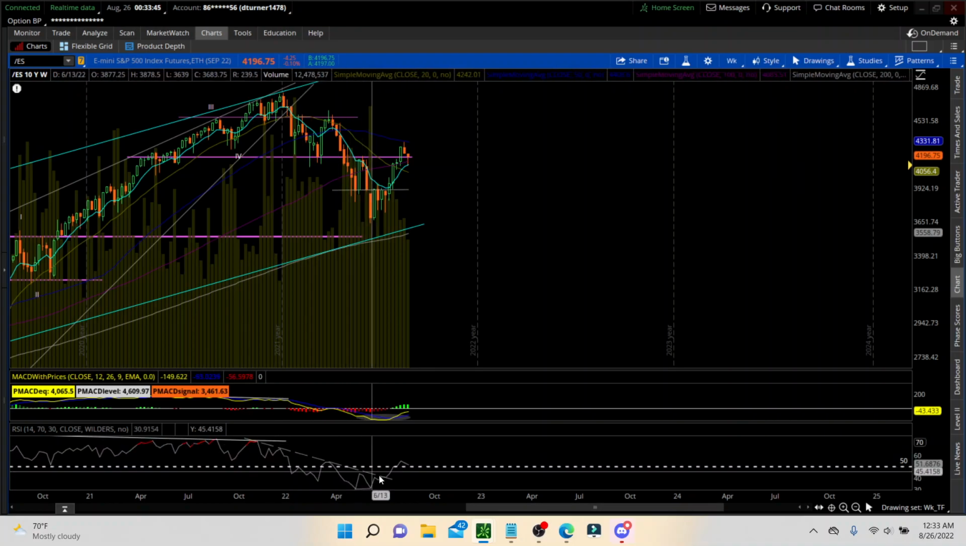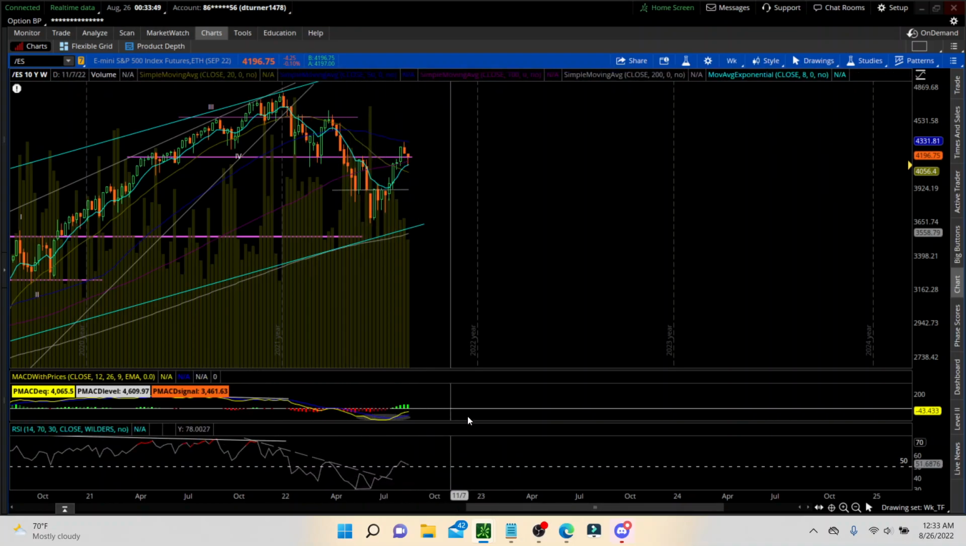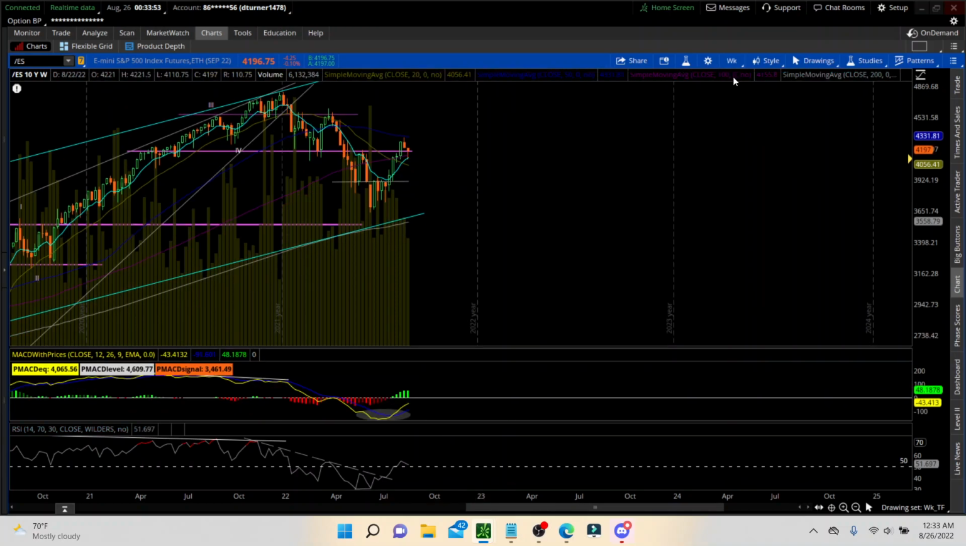We broke out from this downtrend line on the RSI. We're getting to the resistance area. Let's see what happens next. Same thing with the MACD.